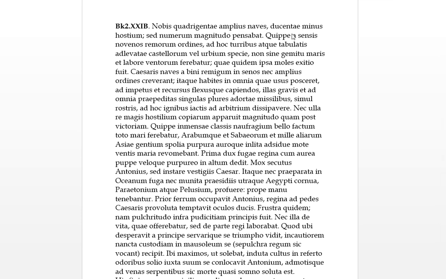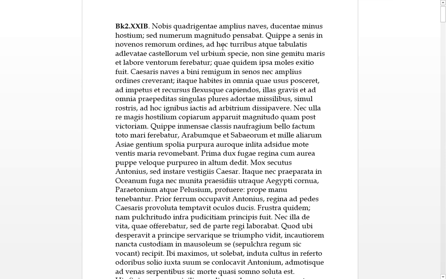Okay, quippe, since a census. We've got another difference in manuscripts. From senus, in with the accusative, we've got in the lobe. So, since from six into nine, ordines, rows, remorum, of rowers. Remors are oars or the people who row the oars.